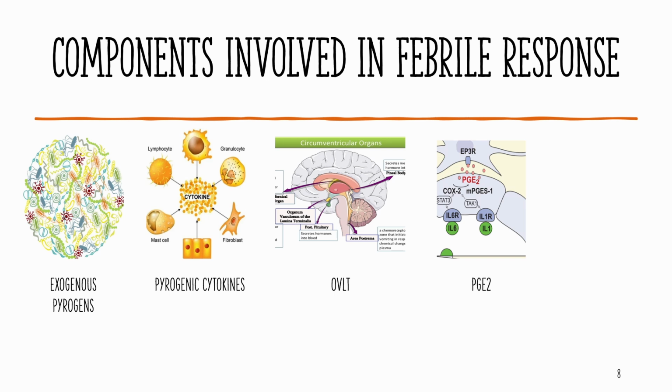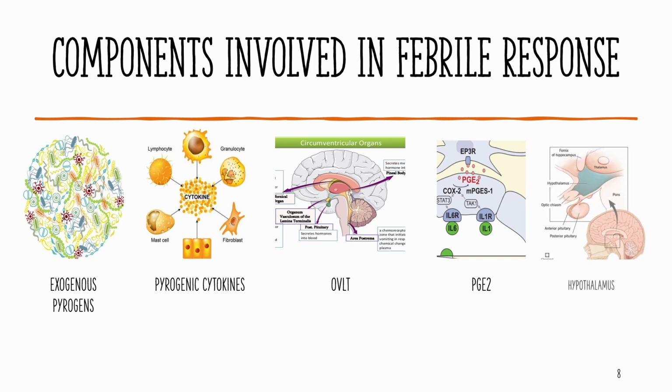So the next component is prostaglandin E2, which is going to act on the EP3 receptors, and it is going to raise the set point in the hypothalamus. The last component is the hypothalamus.